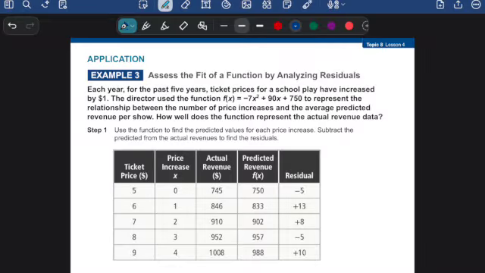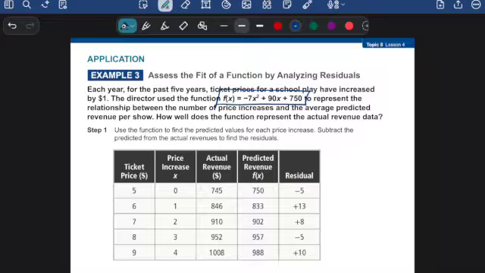Let's do another application problem. Remember, we're looking at vertical motion represented by a quadratic formula in standard form. Each year for the past 5 years, ticket sales for a school play have increased by $1. The director used this function to represent the relationship between the number of price increases and the average predicted revenue per show. How well does the function represent the actual revenue data?